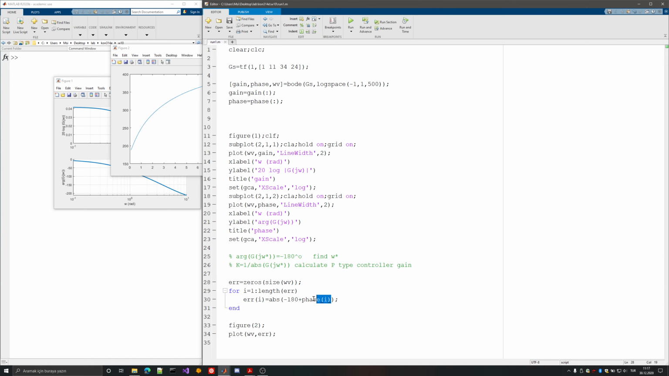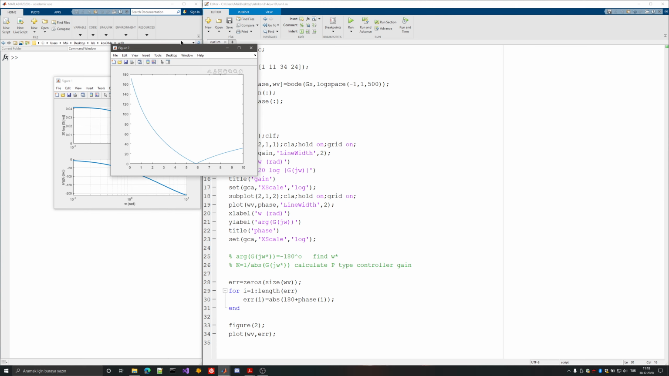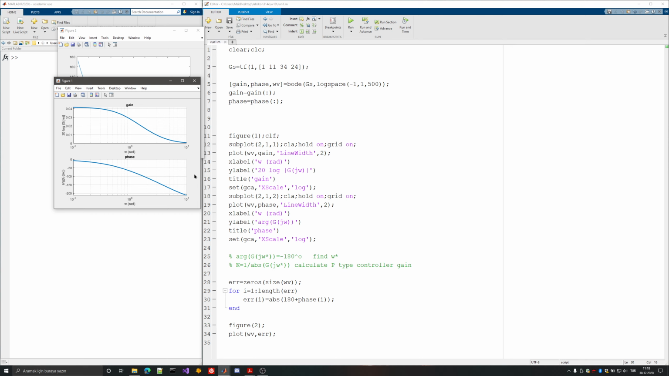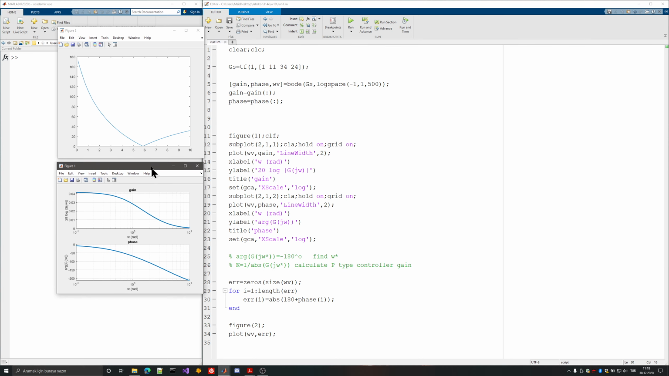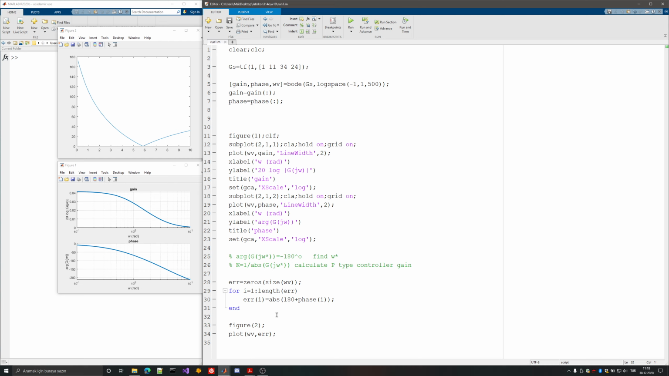Now let me see. Oh, this is already a negative value, by the way. So this shouldn't be like this. I should add 180 to this because I have minus 180 degrees. And you can see, since I've used the absolute value, that it kind of corresponds to the frequency where I was working. And the minimum value of this absolute value will give me the best approximation. So let's take the minimum value of this.